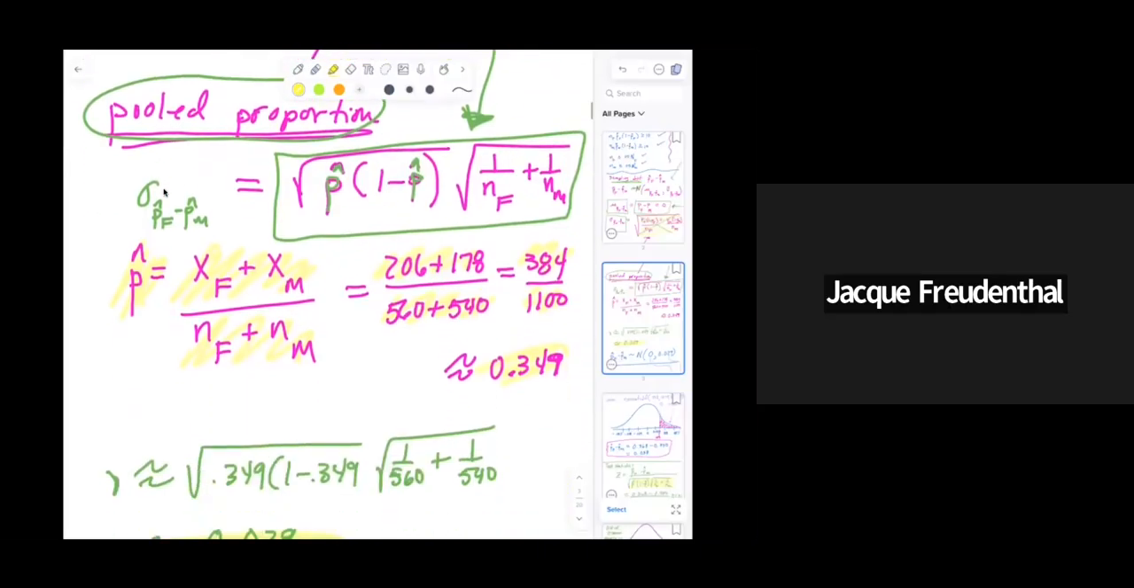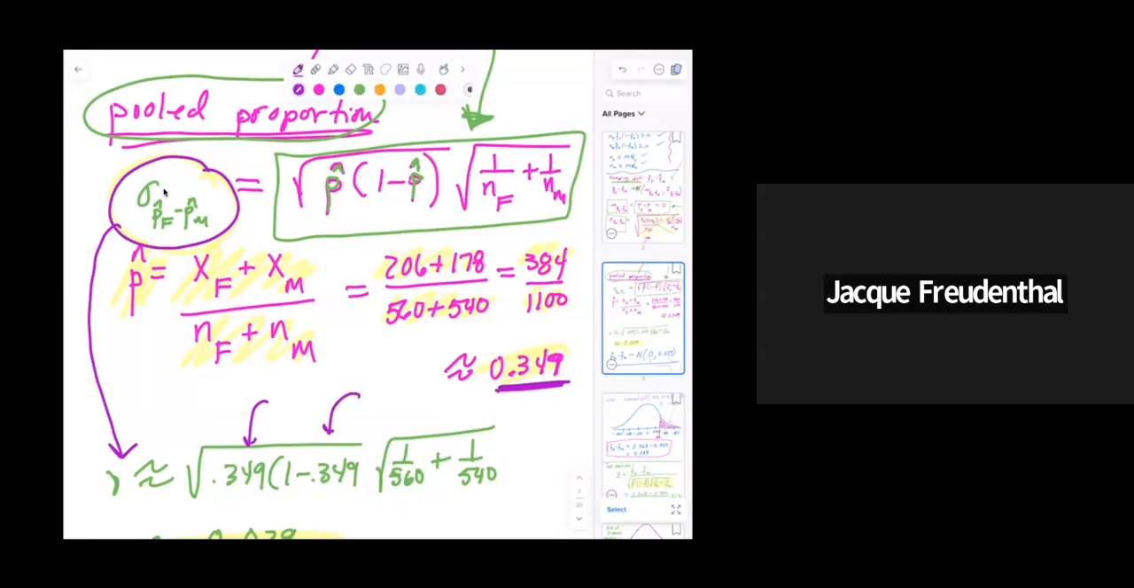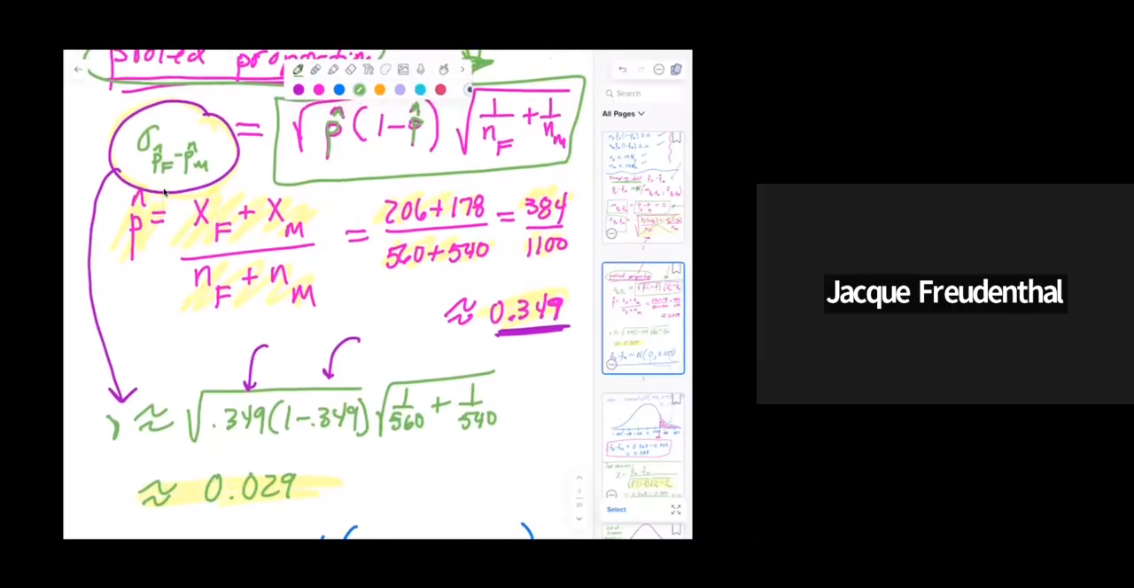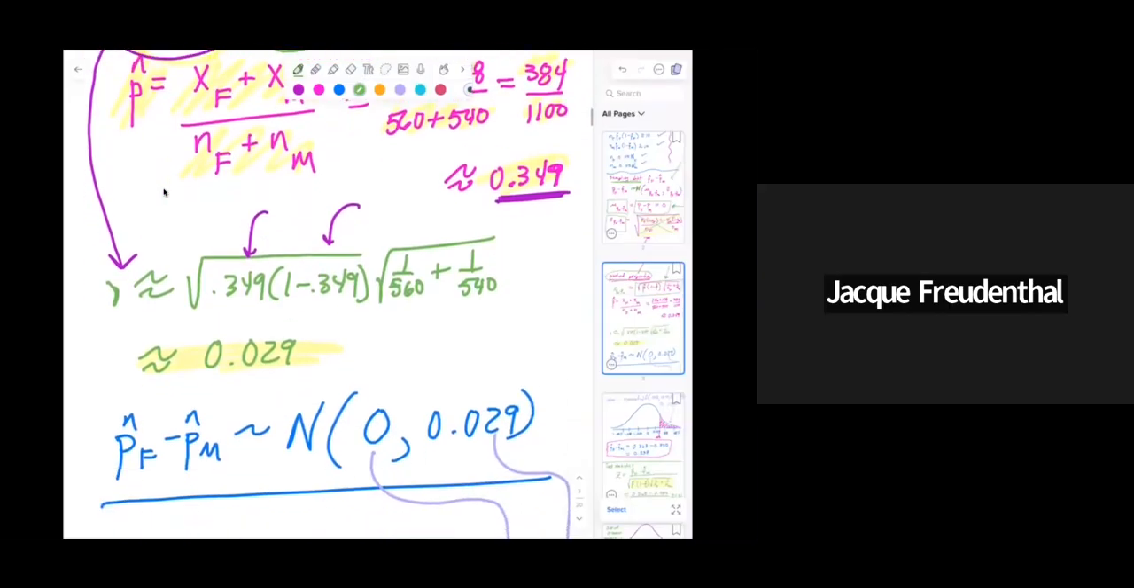Okay, so for hypothesis testing, we need to use the pooled proportion. All right, so in my formula for the standard deviation, my pooled value is 0.349. So 0.349 times 1 minus 0.349. I'm missing a parenthesis here. Times 1 over each of the sample sizes, and the square root of those. So if you calculate that, we get the standard deviation to be 0.029. So the sampling distribution of the difference of the proportions of female and male follows a normal model with a mean of 0 and the standard deviation we just calculated to be 0.029.